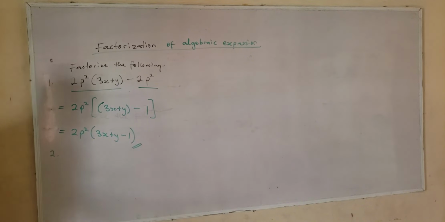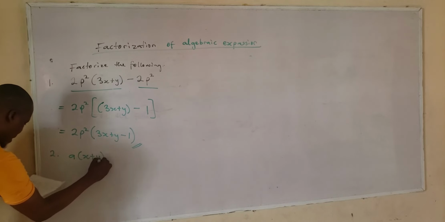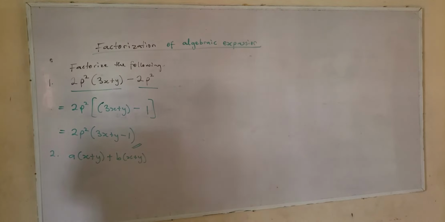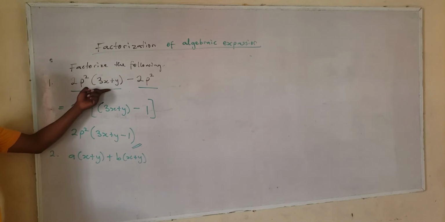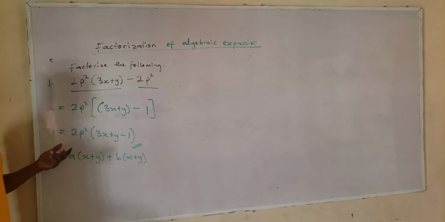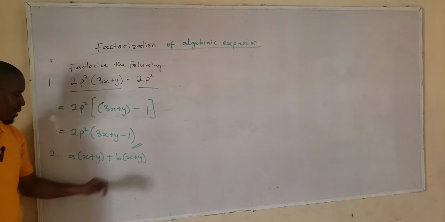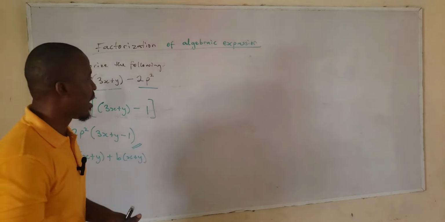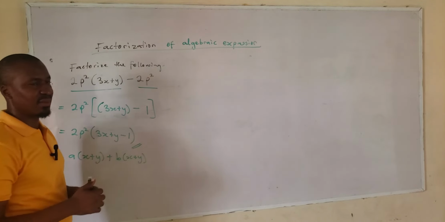Then number two, we have a into x plus y plus b into s plus y. We are moving from simple to complex, okay? Now, if you look at this one, the bracket is common, unlike this one where the bracket is not common. What I mean is that the terms inside the bracket are not common there, but here, the terms inside the bracket are common, okay? So that is actually what is common. Of course, HCF, common factor. So you bring out what is common, open a bracket and put the remaining things there.